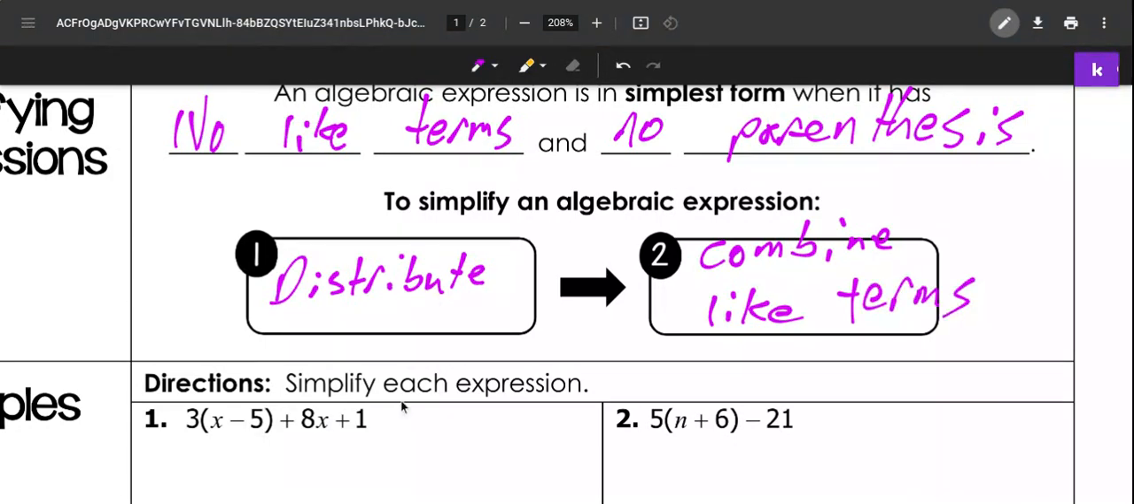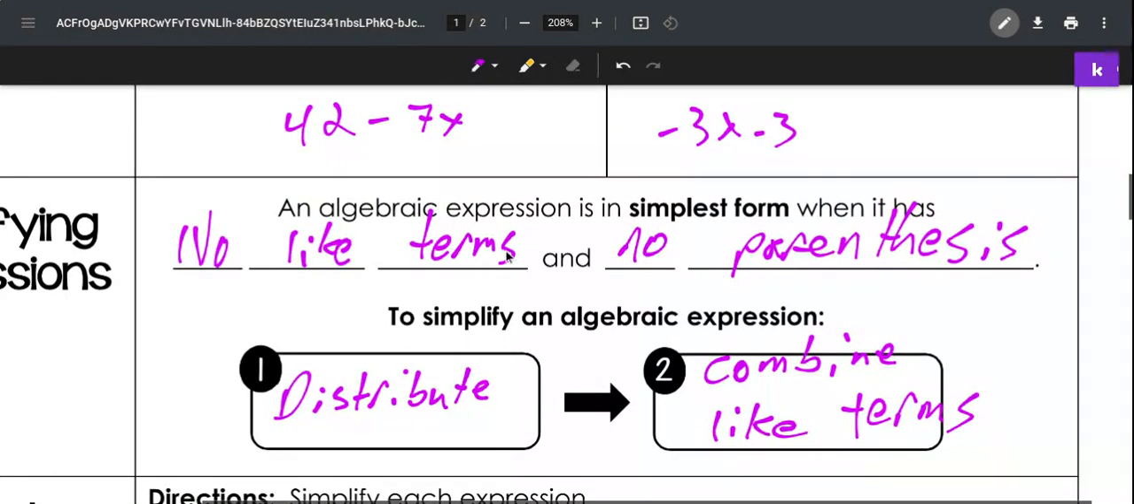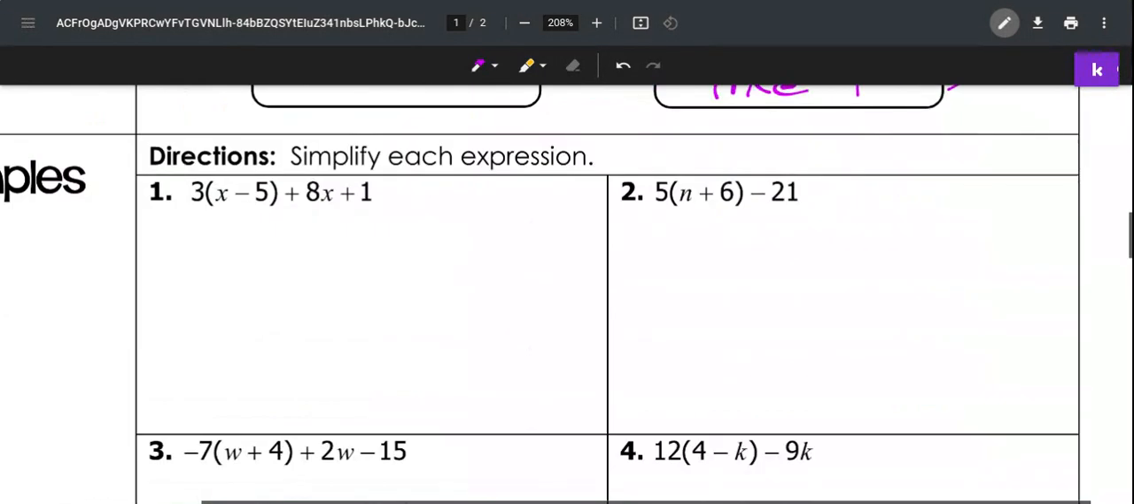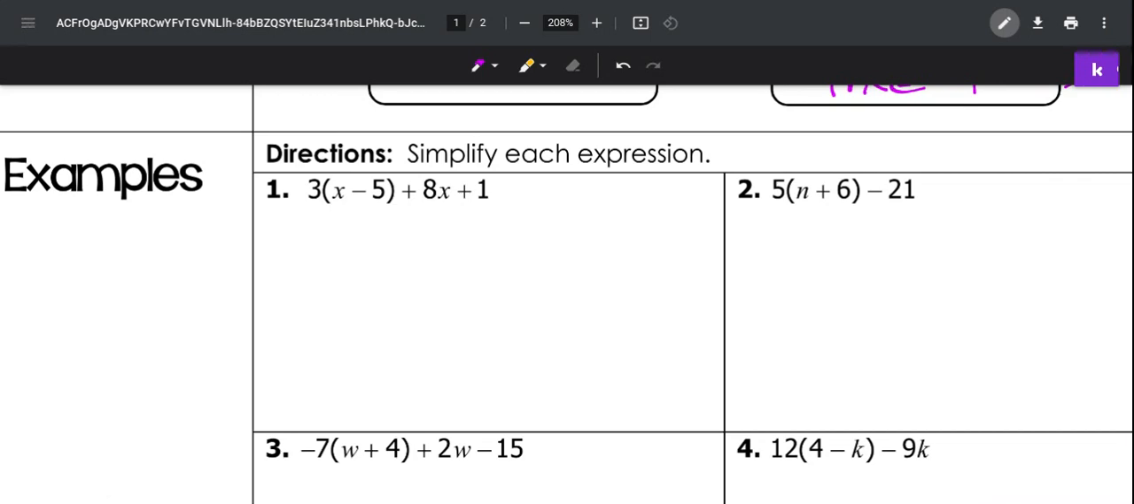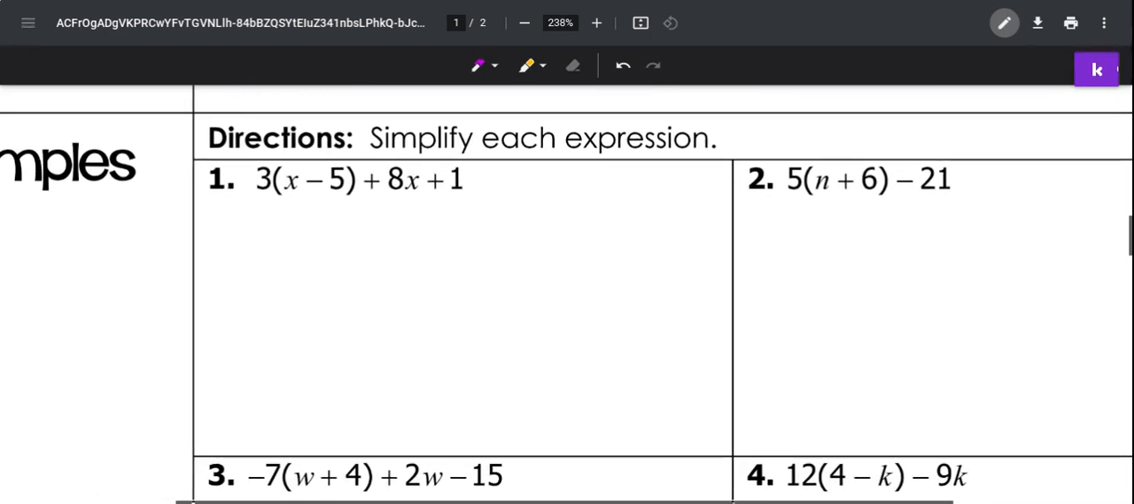So we are going to first distribute. We want to get rid of any parentheses by distributing. Then we want to get rid of any like terms by combining like terms. So we should be left with no like terms, no parentheses. If you still have like terms or parentheses, you have to keep going. So let's look at that. Let's do a few of these just to begin with, and then maybe we'll start to skip around.